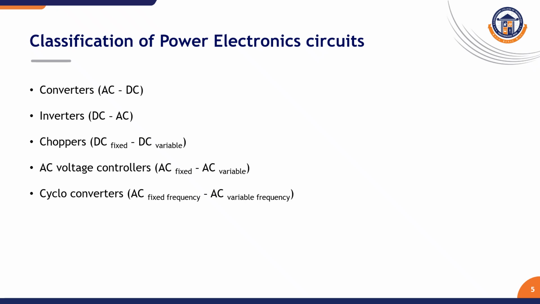Likewise, AC voltage controllers can be defined as changing fixed AC voltage with constant frequency to variable AC voltage with constant frequency. In the same way, cycloconverters also operate on AC voltage. Here, AC with fixed voltage and fixed frequency will be changed to AC with variable voltage and variable frequency. These are the basic classifications of power electronic circuits.